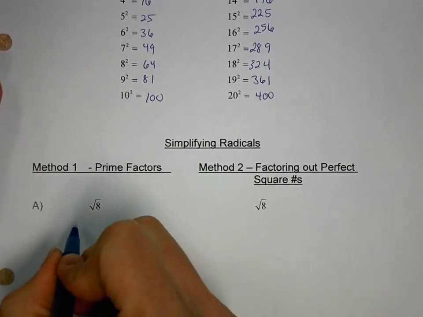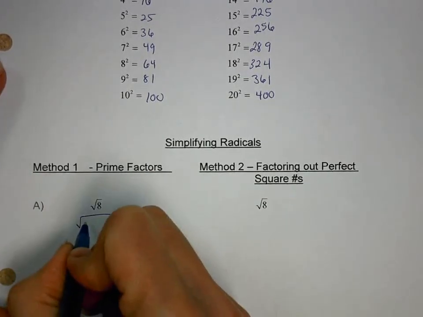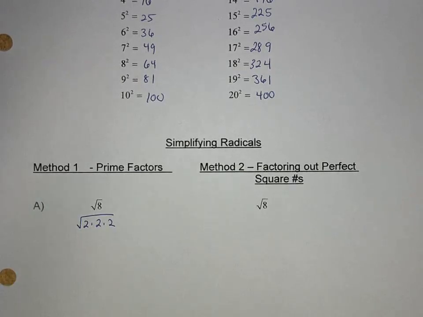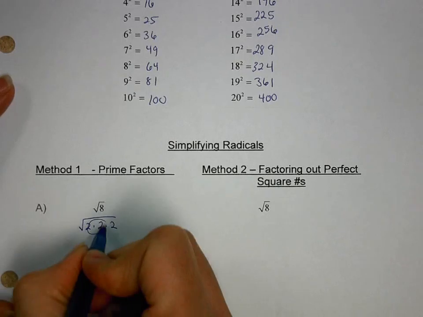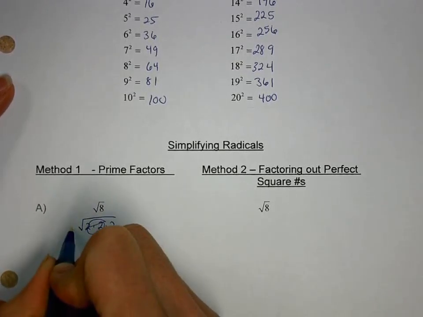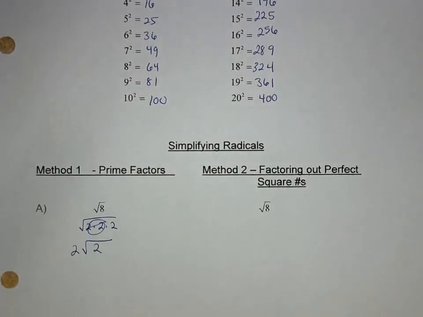And if you do that, the prime factors of 8 end up being 2 times 2 times 2. Real earth-shattering primes, I know. Then you look at it and you always look for pairs. Is there a pair of 2? Yeah, because we know that means 2 times 2, which is squared. So you take out that pair and you put it out front. 2 root 2. That's working with prime factorization.